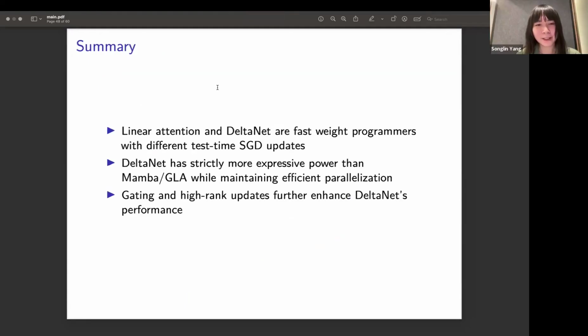And to have a brief summary, we discussed linear attention and DeltaNet from the perspective of fast weight programming and test-time stochastic gradient descent. DeltaNet has really more expressive power than Mamba or GLA, while maintaining the ability to be trained in parallel. And some recent follow-ups show that the gating mechanism and some high rank update could further boost the performance of DeltaNet. So it looks very promising to me.